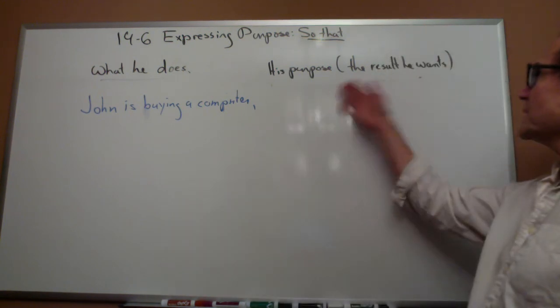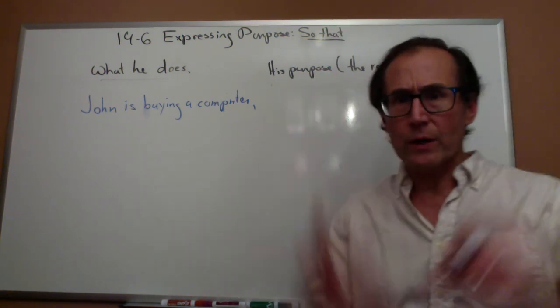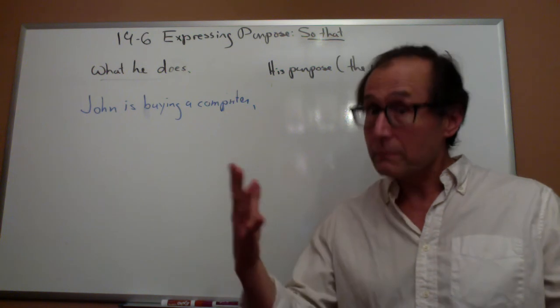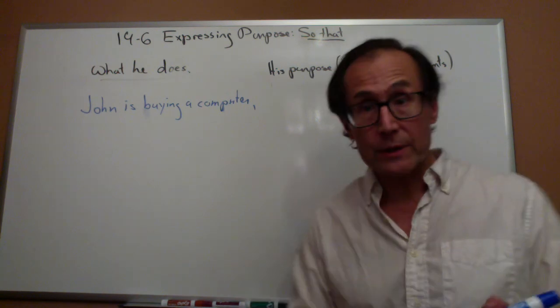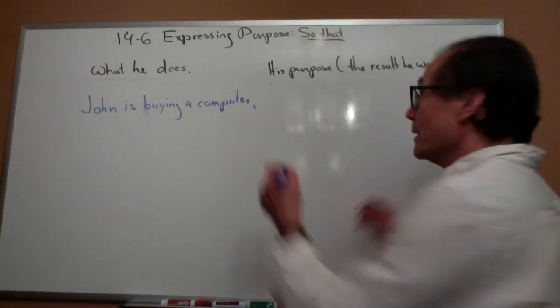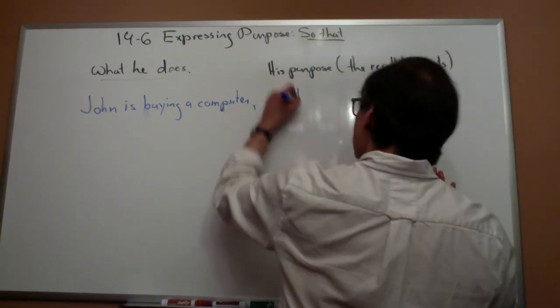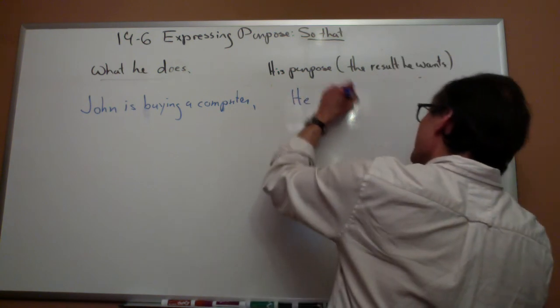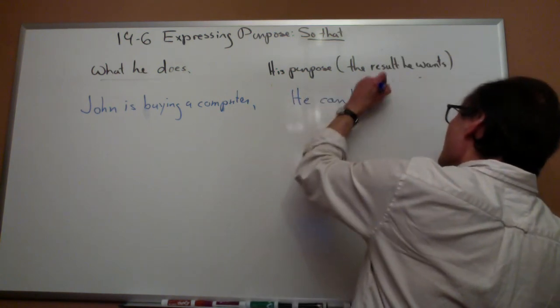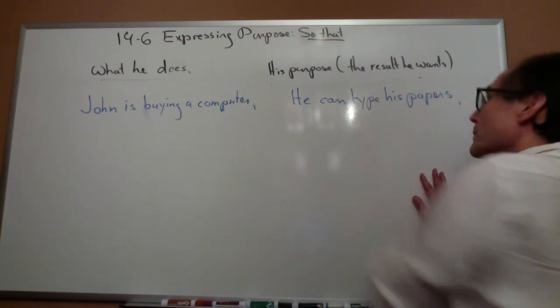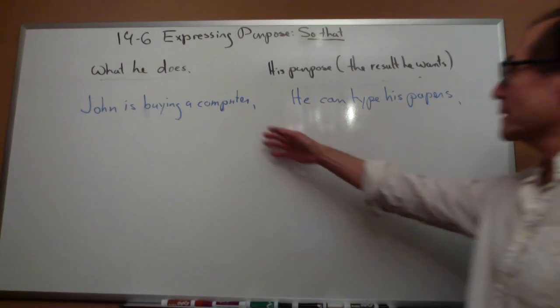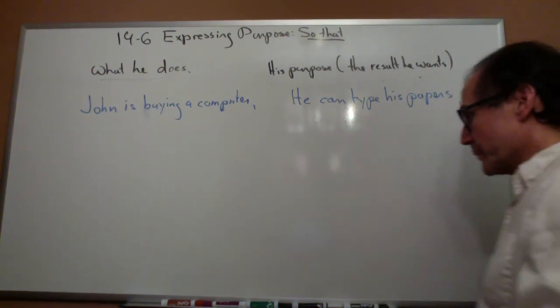Let's say, what is his purpose? What's the result that he wants from buying a computer? Maybe the result is he wants to be able to type his papers. So I could say, the result that he wants is he can type his papers. So John is buying a computer. He can type his papers for school.